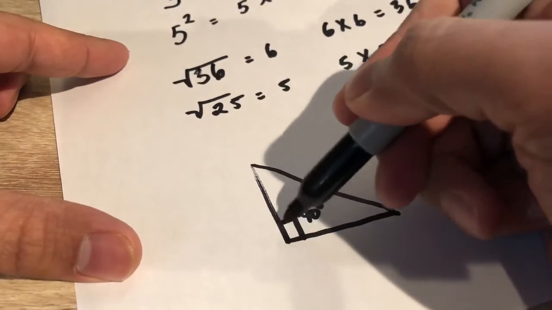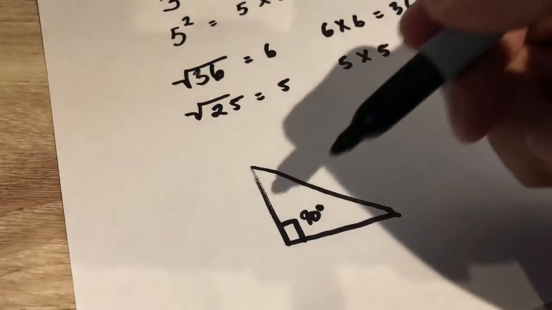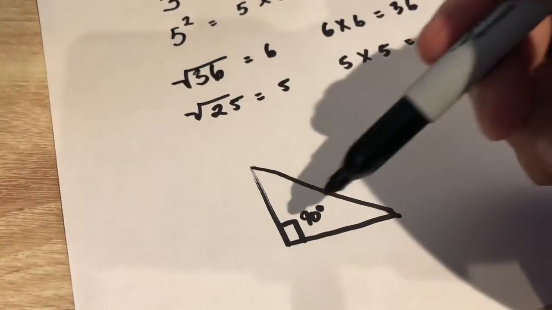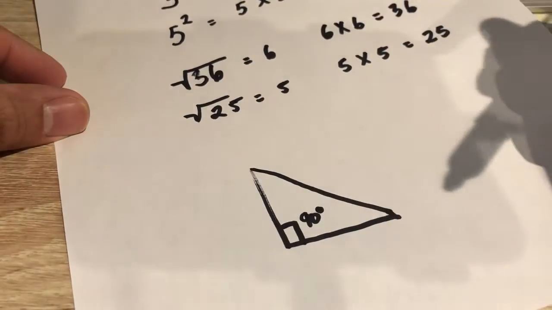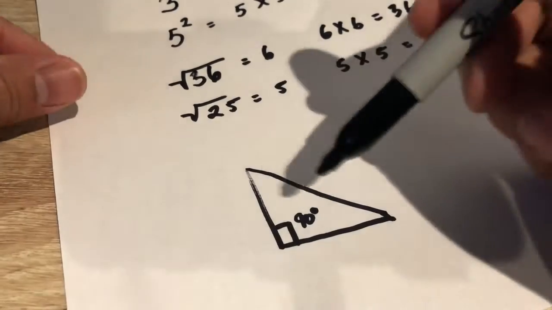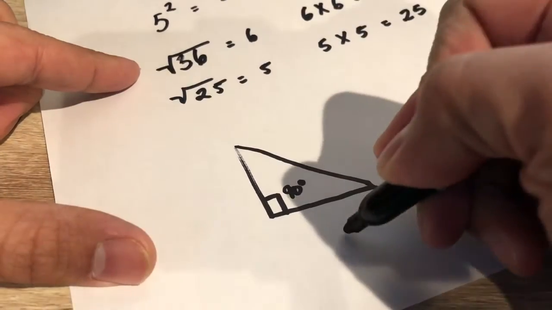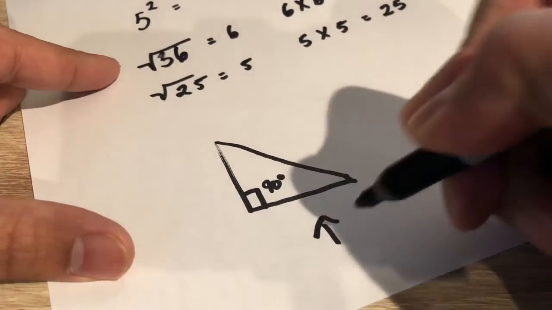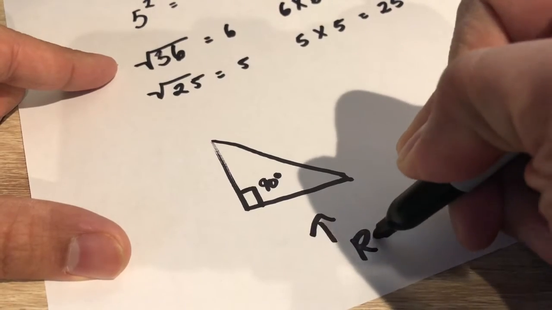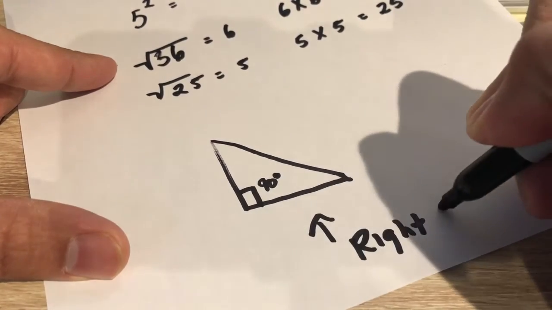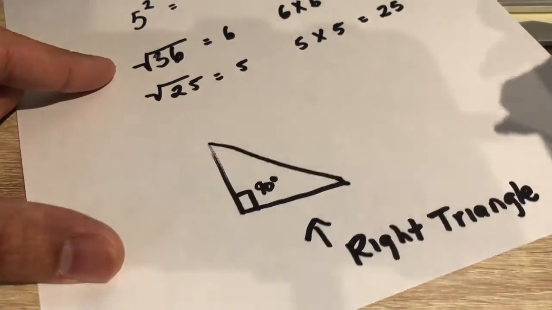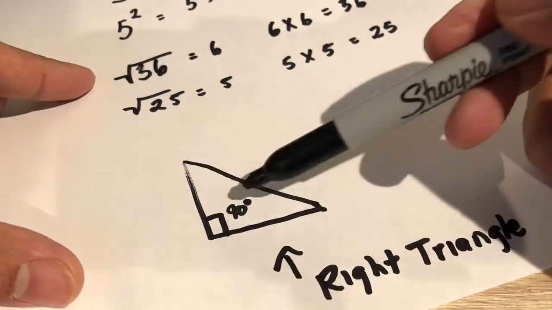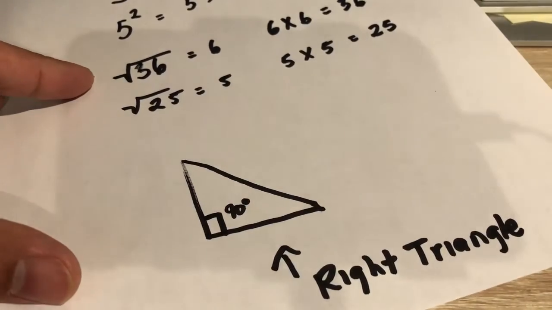That's the symbol. You can sometimes see that in squares or rectangles, but anywhere in geometry, it just means that the angle on the inside is 90 degrees. This type of triangle is called a right triangle. A right triangle means it's a triangle that has 90 degrees.